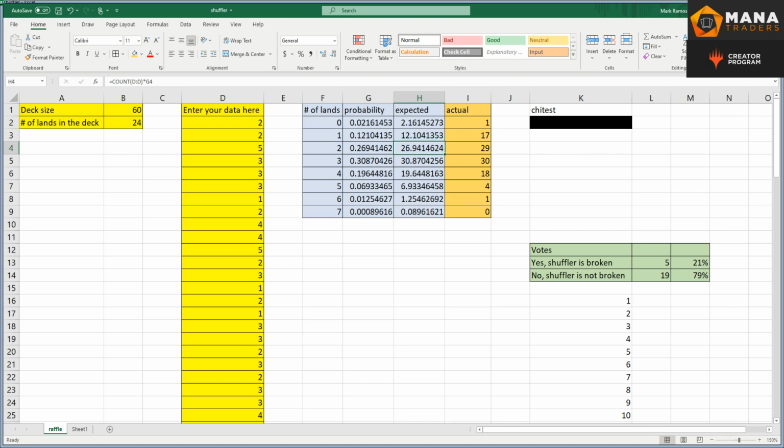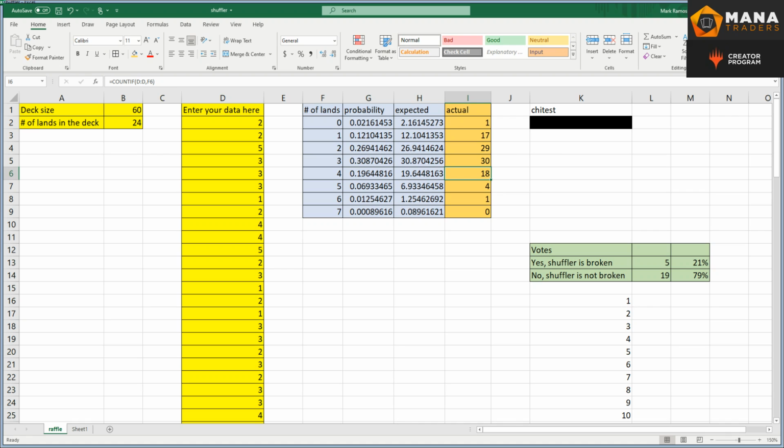Okay, so how about for two landers, we expect about 27, and we did get something close. We got 29. How about three landers? We expected 30, 31, and we actually got 30. And for four landers, we expected about 19.6 or about 20. We got 18, also close.